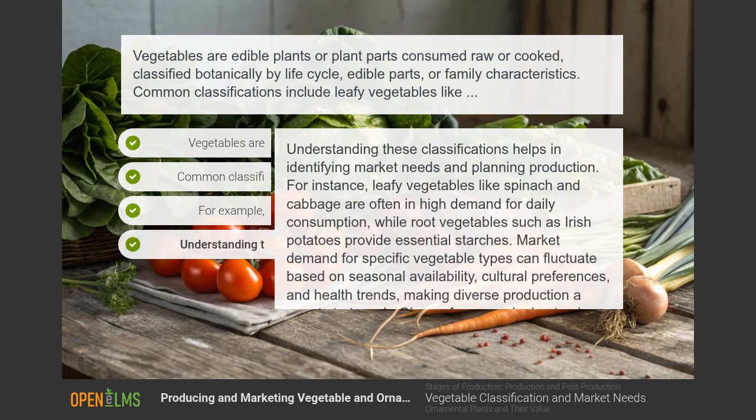Understanding these classifications helps in identifying market needs and planning production. For instance, leafy vegetables like spinach and cabbage are often in high demand for daily consumption, while root vegetables such as Irish potatoes provide essential starches. Market demand for specific vegetable types can fluctuate based on seasonal availability, cultural preferences, and health trends, making diverse production a smart strategy. In Ghana, for example, Contomire, cocoyam leaves, is a highly popular leafy vegetable.